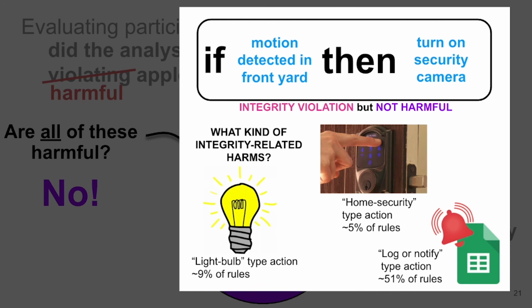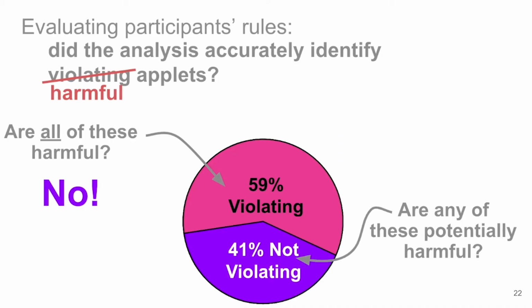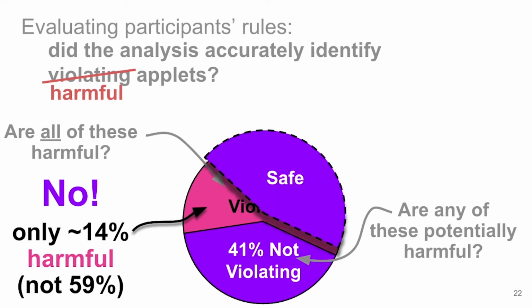The automated analysis would consider rules with any of these types of actions equally violating if their secrecy and integrity labels contained a violating flow. But it doesn't really make sense to think of these as all being the same. Of these three types of actions, we determined that home security actions seem most likely to lead to significant harms due to integrity violations. And so overall, using this type of reasoning, we determined that only around 14% of users' rules were actually likely to lead to secrecy or integrity-related harms. This is significantly less than the 59% of rules initially deemed violating.